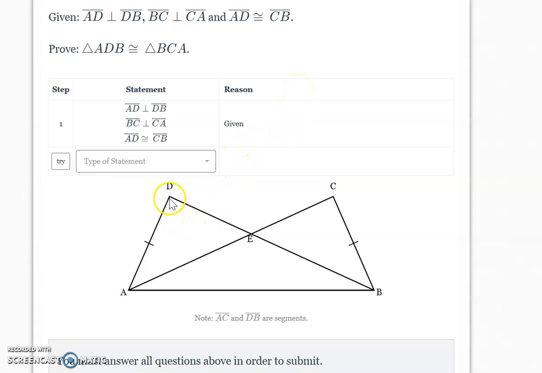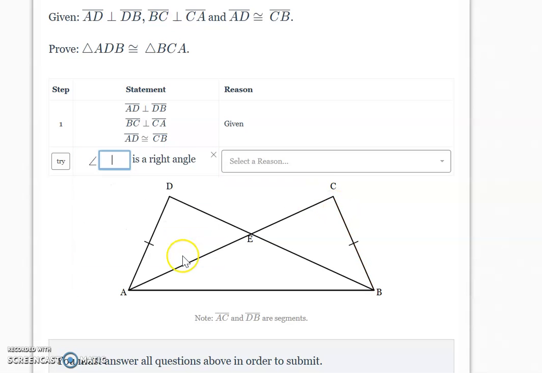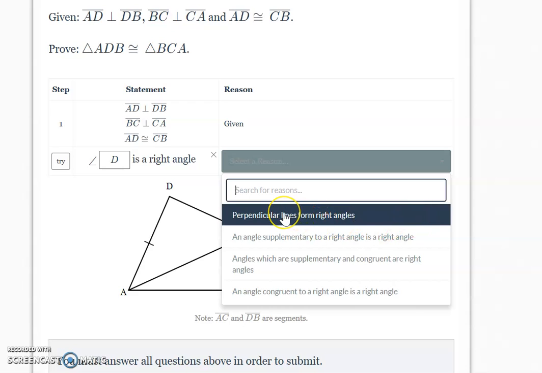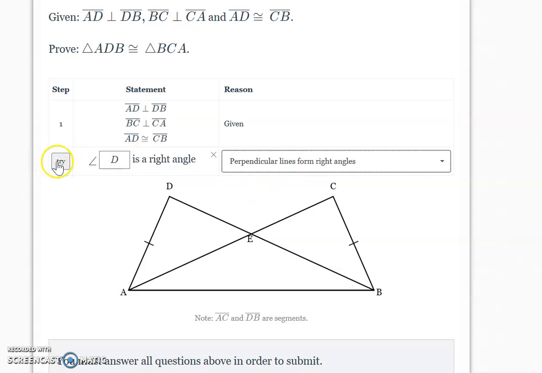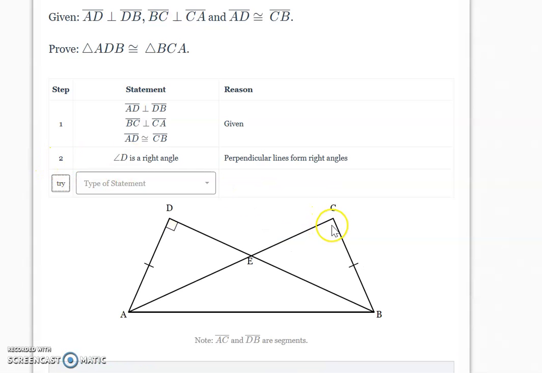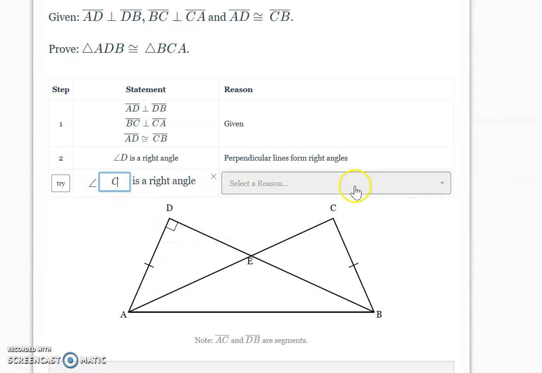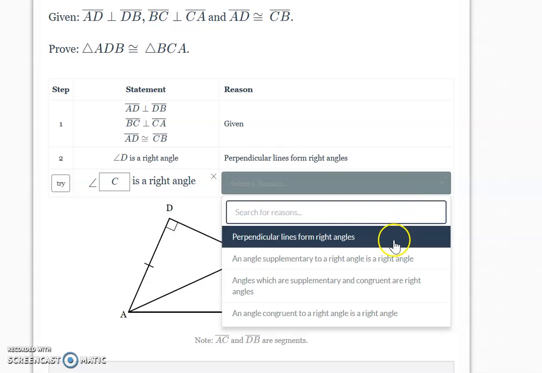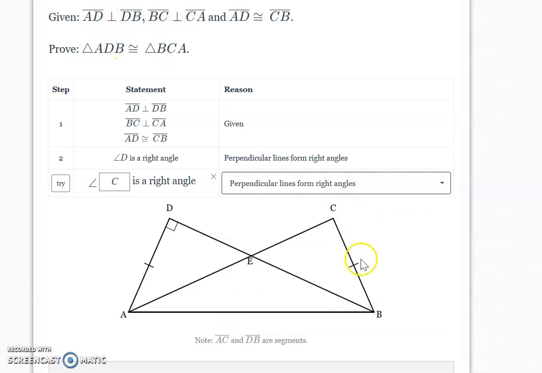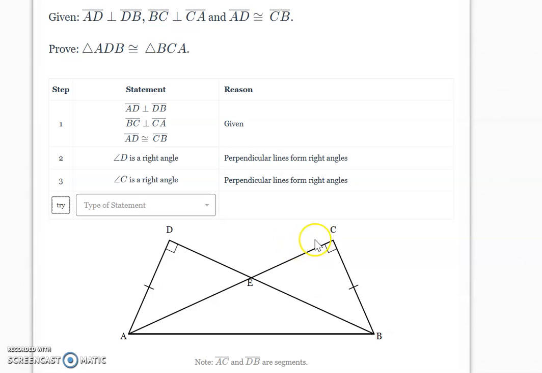Now, what I want to say is that this angle right here and this angle are right angles. So I want to say that angle D is a right angle, and that's because perpendicular lines make right angles. Okay. Now, I need to say this one, which is angle C, is a right angle, and that's for the same reason, because when it says perpendicular, that means that we have right angles.